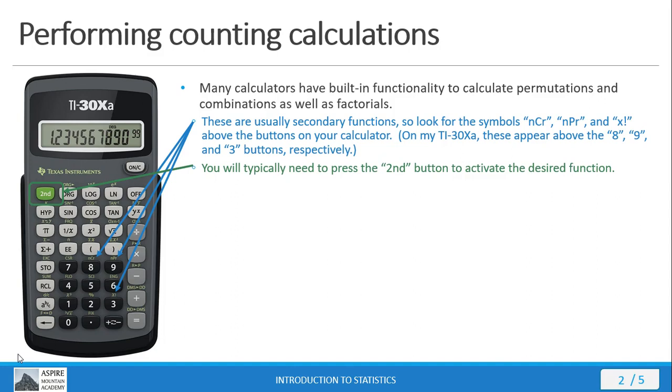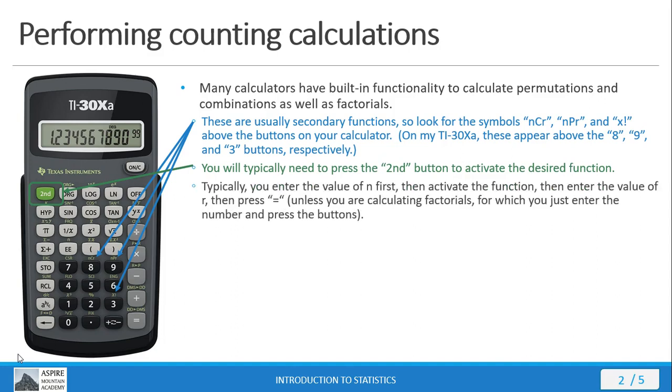So the way this works is, if you want to calculate, say, a combination where you've got 12 items and you're selecting them 6 at a time, you're going to press the 12 because you've got 12 items total. So enter 12 in the calculator. And then you're going to press that second button and then press the nCr, so that's the 8. And then you're going to enter in the 6 because you're choosing them 6 at a time. So enter in 6 and then press equals. And then voila, the calculator does all the calculation for you.